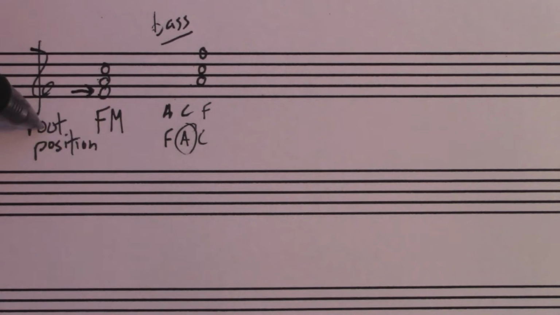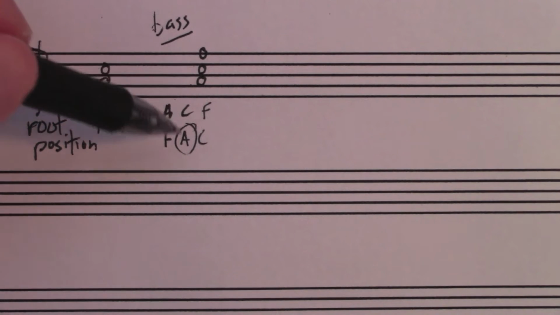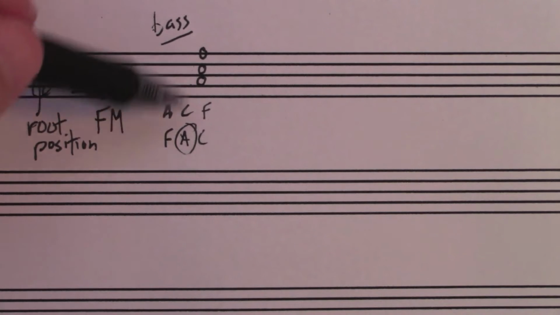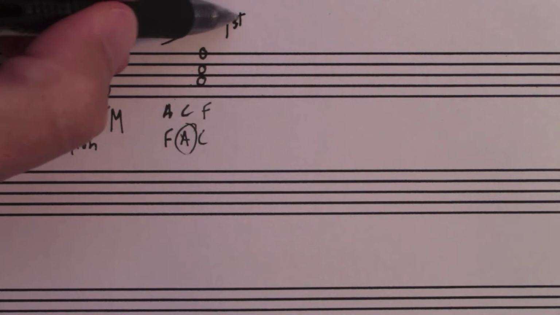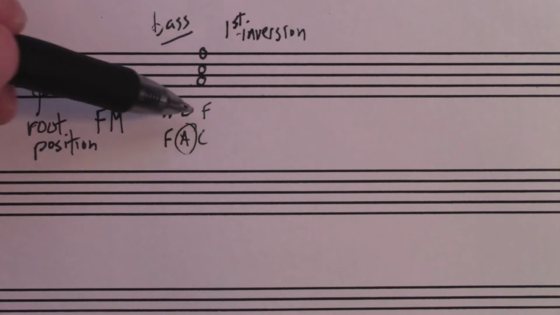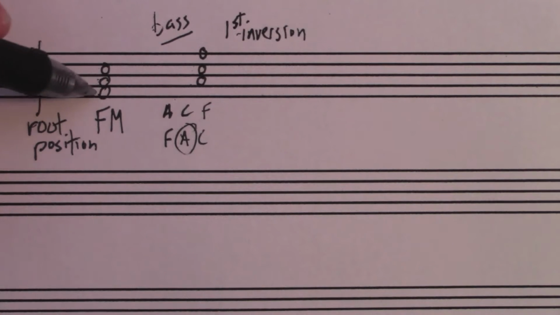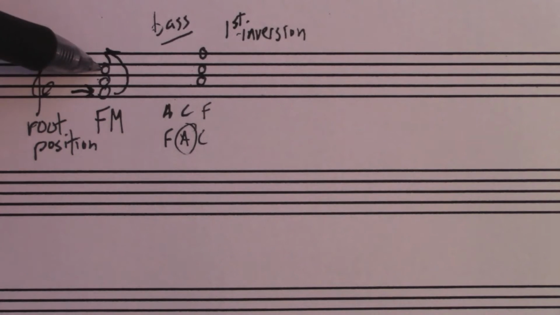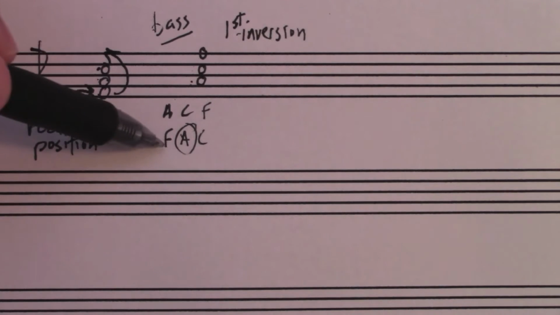So here we have an F major triad, but the lowest note is the third of the triad. So this is an inversion, specifically first inversion. Inversion just means to turn it upside down. And really what happened is we took this note and we put it up there. So first inversion, it's a triad, but the lowest note, the bass note, is the third of the chord.